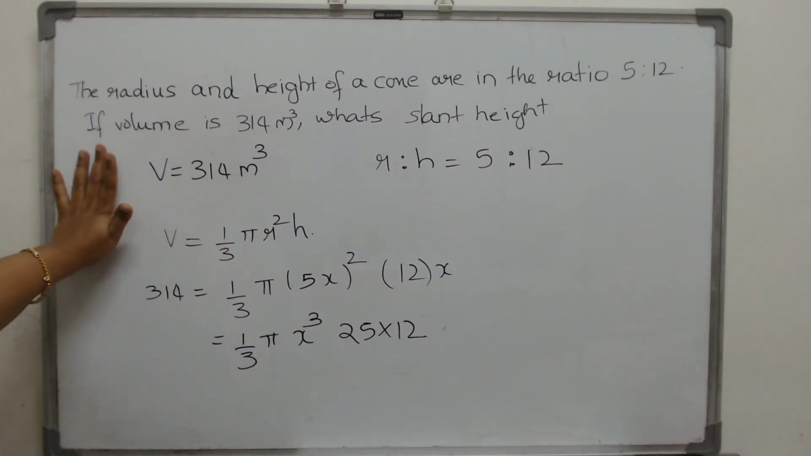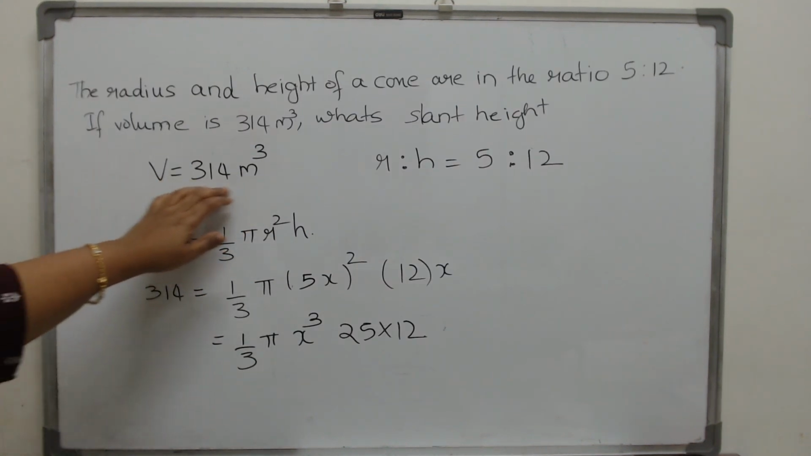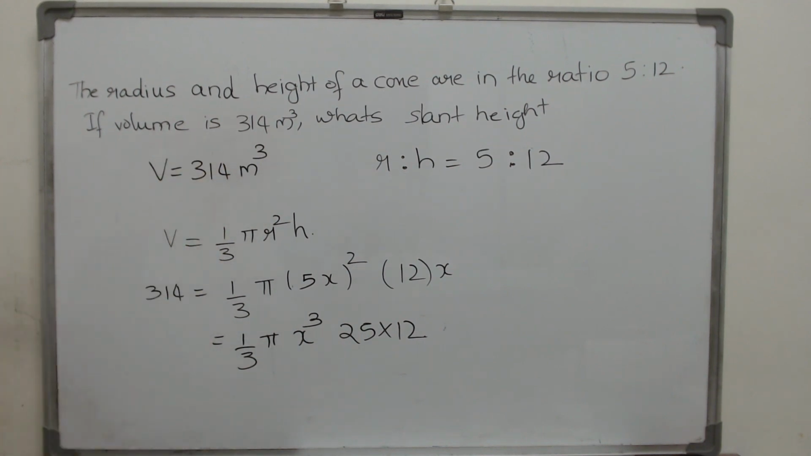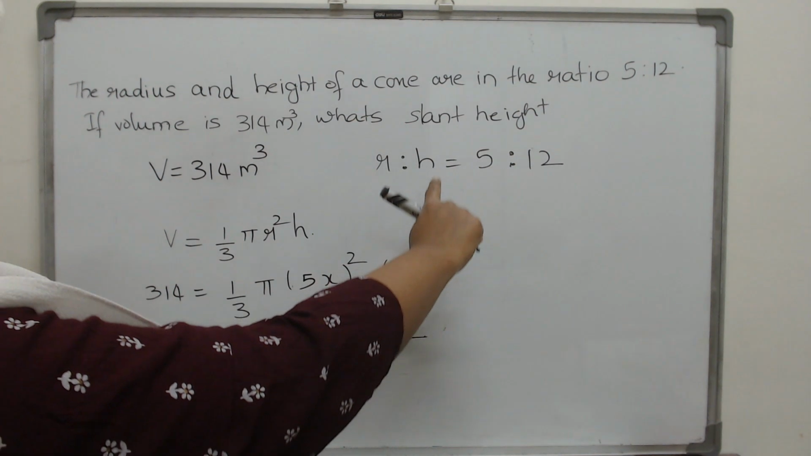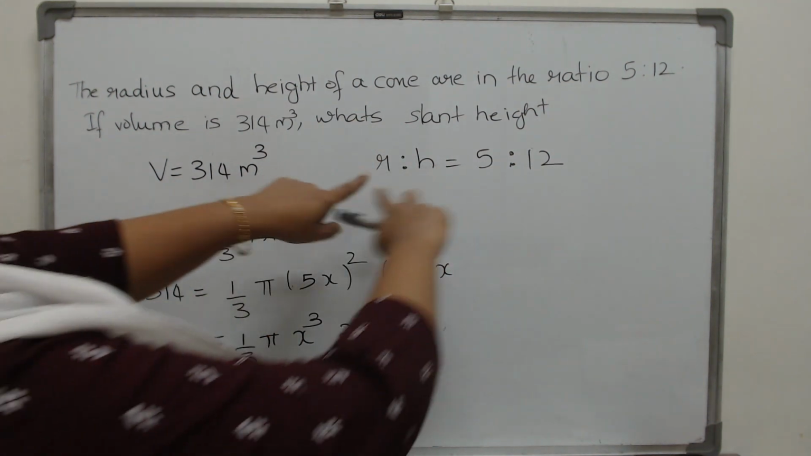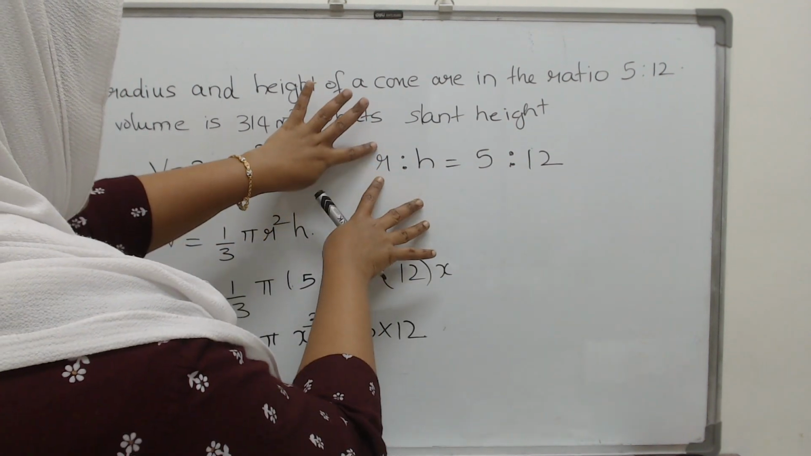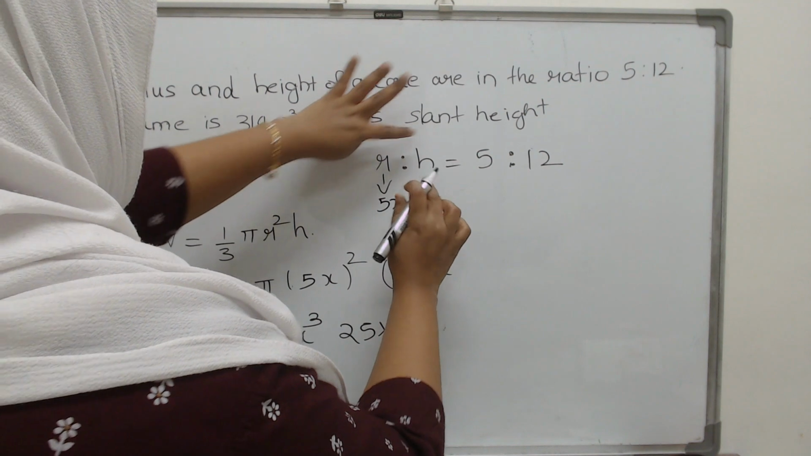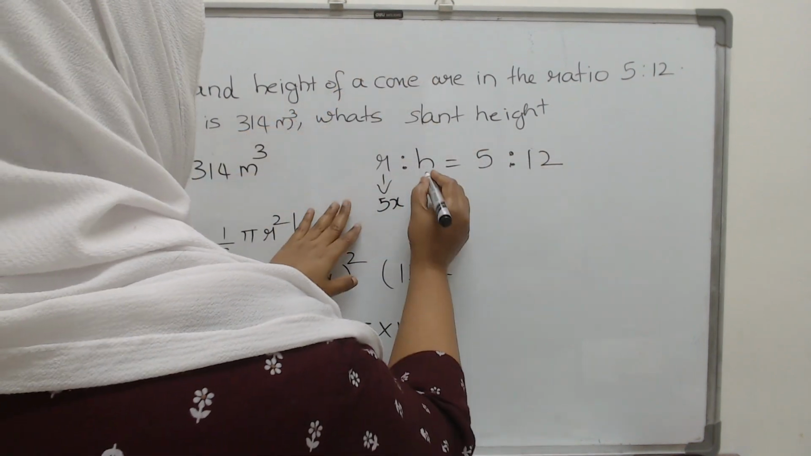Now look at this question. What is given? Only the volume is given as 314. But what else is given? The ratio of the radius and the height is given. So whenever you have ratio questions, remember if there is something like this, first quantity, first number, R can be written as some 5x. Second quantity, second number.